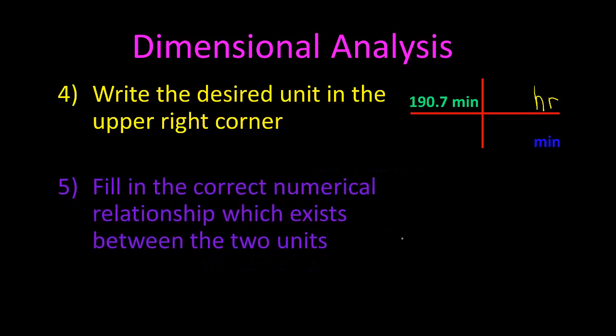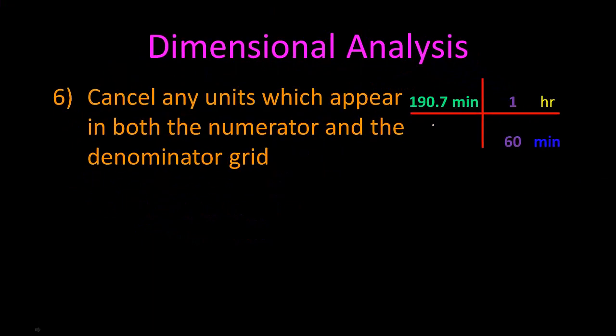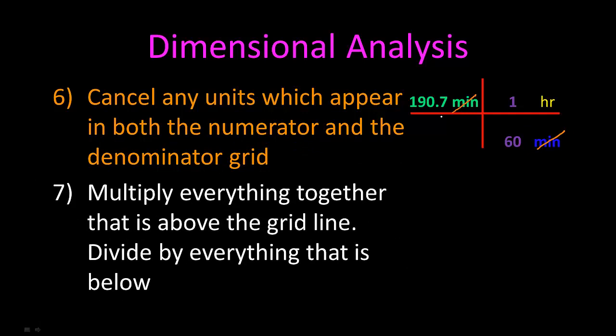Step 5, fill in the correct numerical relationship which exists between the two units. So you're going to ask yourself, how many hours are in 1 minute, or how many minutes are in 1 hour? Well, we know that there are 60 minutes in 1 hour. Step 6, we're going to cancel any units which appear in the numerator and the denominator. And here it's minutes, so we're going to cancel them. Step 7, we are going to multiply everything together that is above the grid and then divide it by everything that's below. So it would be 190.7 times 1 divided by 60.